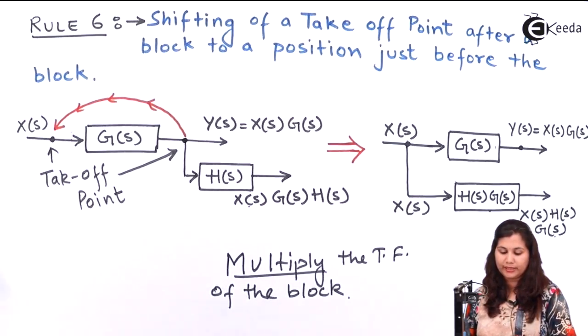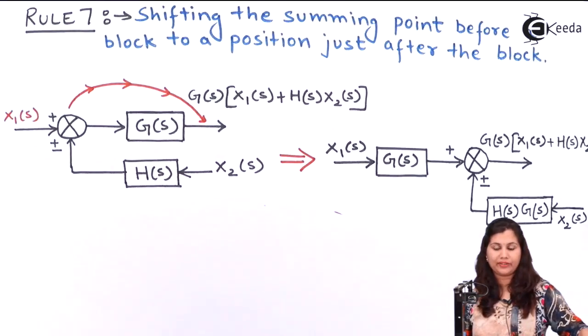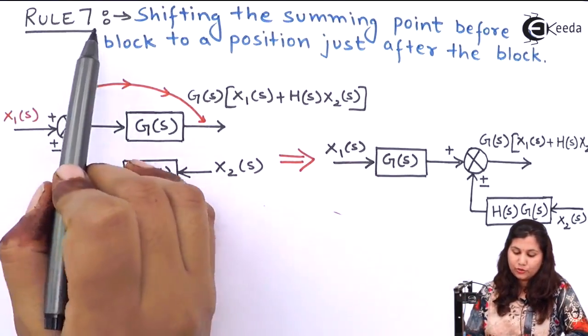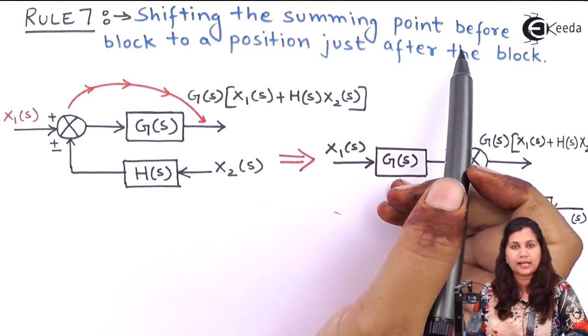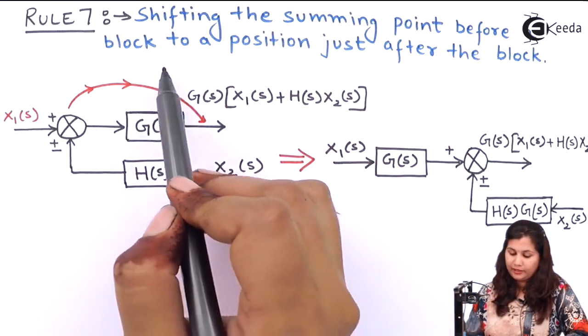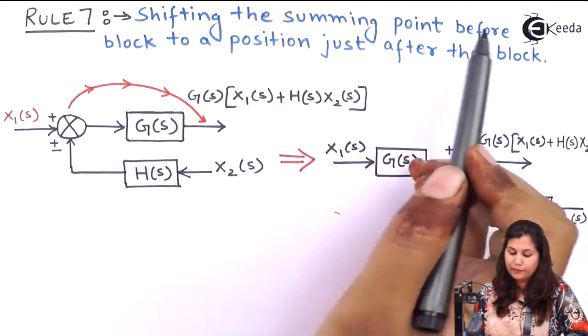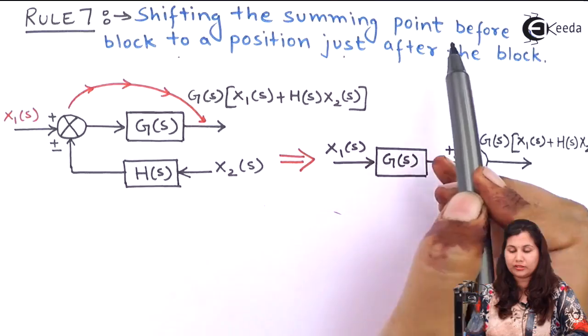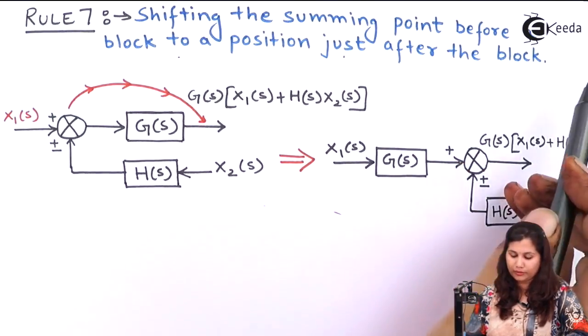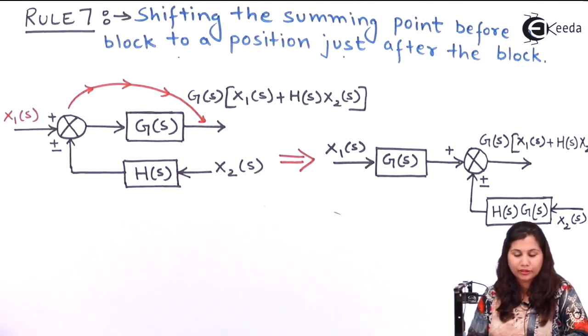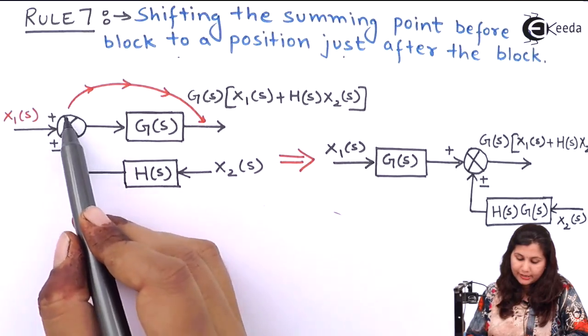Now the next rule is rule number 7. This rule is about the shifting of the summing point. Here we are shifting the summing point which is before a block to a position just after the block. Let's see the diagram for this. This is the summing point.